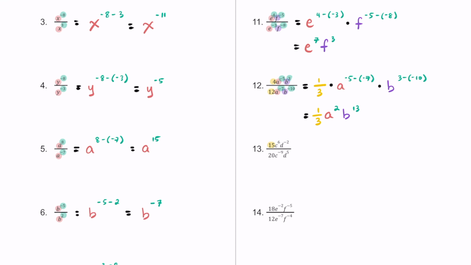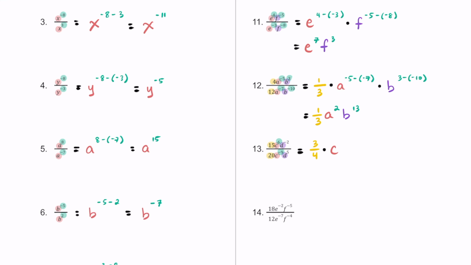For number 13, we have another similar one to number 12. We'll deal with these coefficients first. This 15 and 20, we'll just simplify them using their GCF. Then we'll use that quotient property with this base of c, and then that quotient property one more time with the base of d. Starting off with the coefficients for 15 and 20, looks like their GCF is 5, so dividing 15 by 5, that would be 3, and dividing 20 by 5, that would be 4. So we have 3/4 as our simplified coefficient, and we're going to multiply this by c raised to the what power?